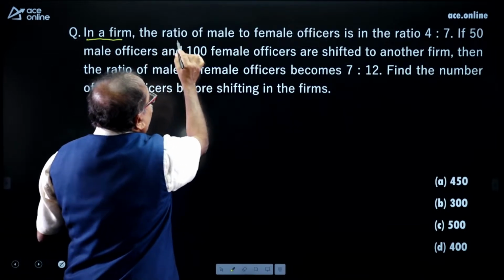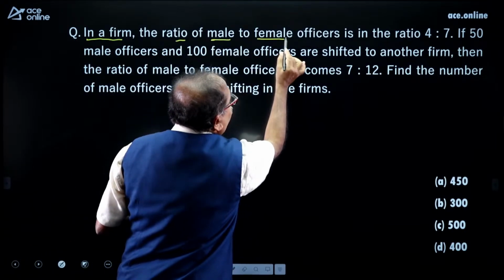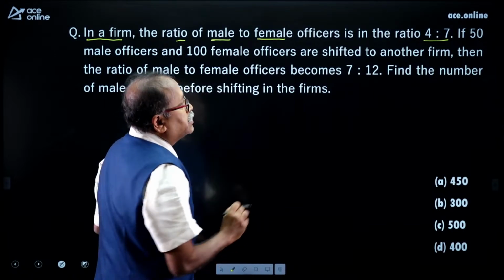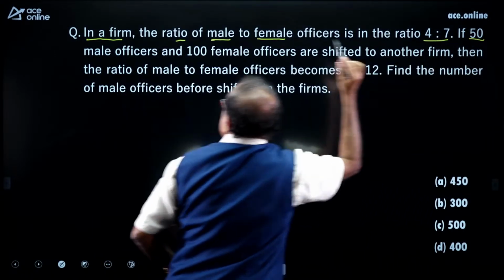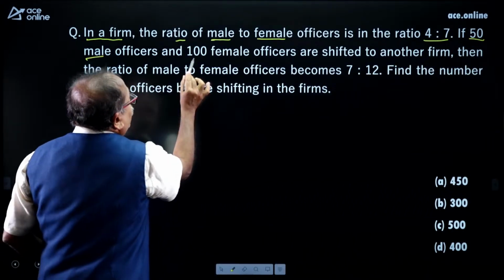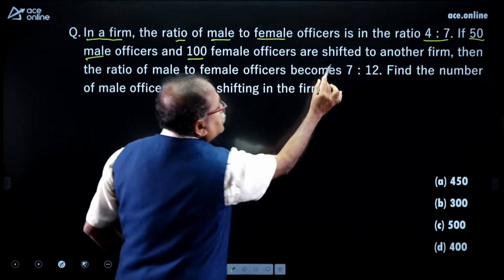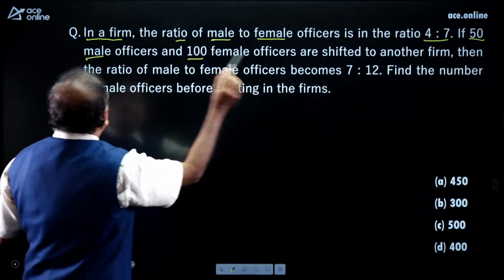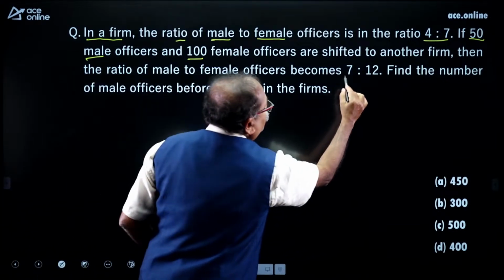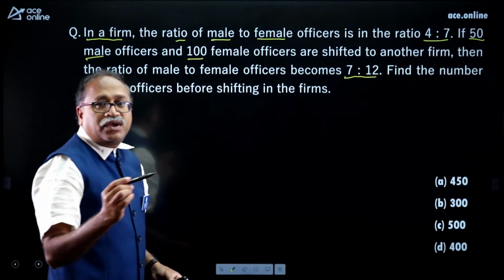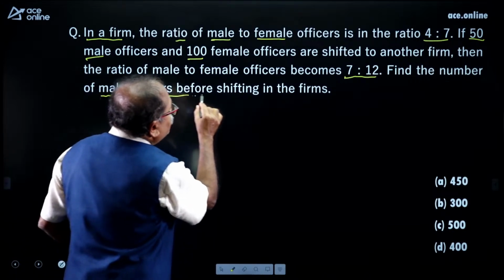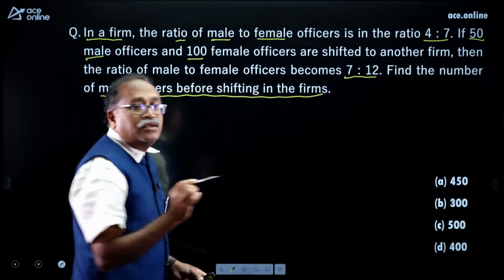In a firm, the ratio of male to female officers is 4:7. Are you understanding that part? If 50 male officers and 100 female officers are shifted to another firm, so we need to subtract them, then the ratio of male to female becomes 7:12. Now find the number of male officers before shifting the firm.